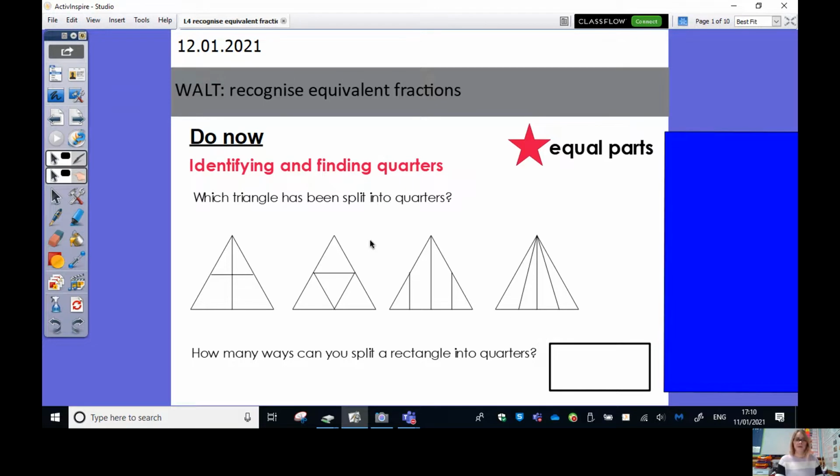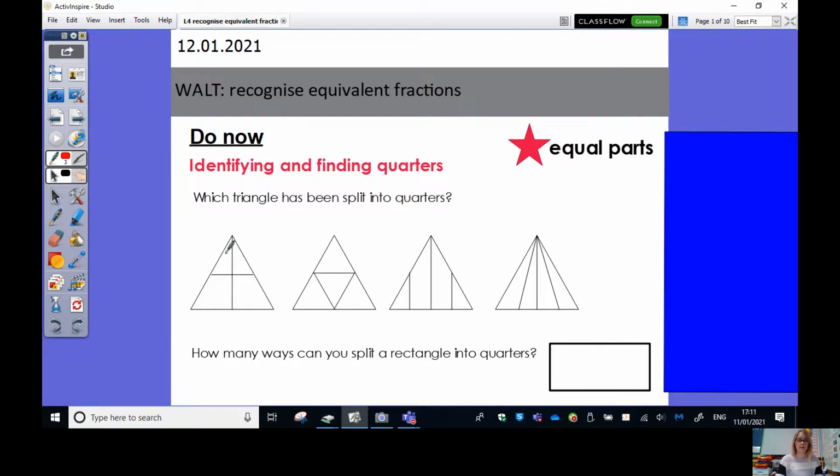Okay, so hopefully you've had a go at both of those. So let's look at the first one. So 2 key things that we need to remember about quarters is, first of all, that it is split into how many parts? 4 parts, hopefully you're saying that. And also it needs to be equal. So 4 equal parts for it to be in quarters.